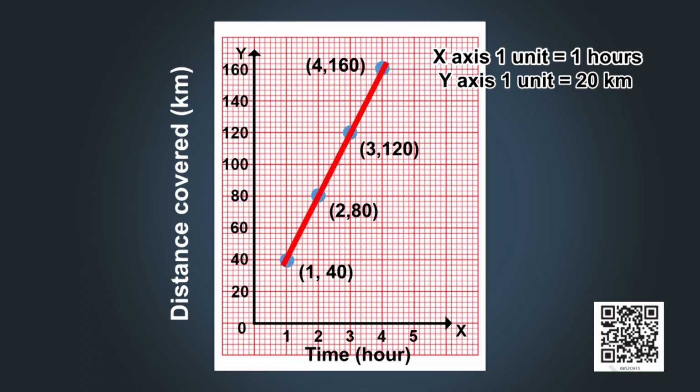Now, to find out how much time it requires to cover 100 kilometer distance by the car, locate 100 kilometers on the y axis. Follow the horizontal line through 100 kilometers till you meet the graph. Say point P. From P, take a vertical line to meet x axis. That point on the x axis is the time required to cover 100 kilometers, that is 2 hours 30 minutes.